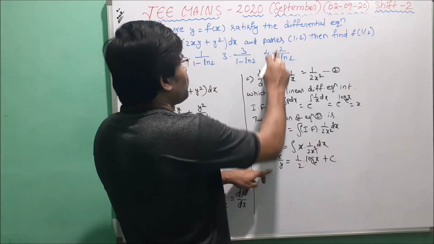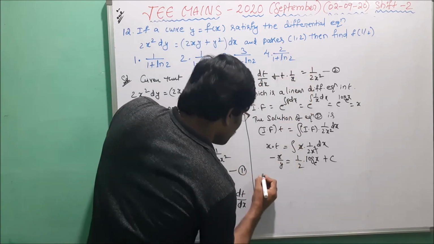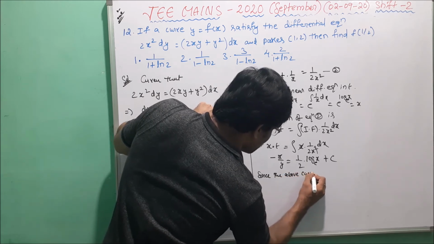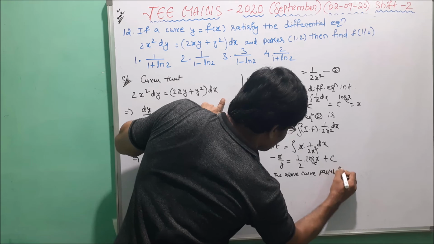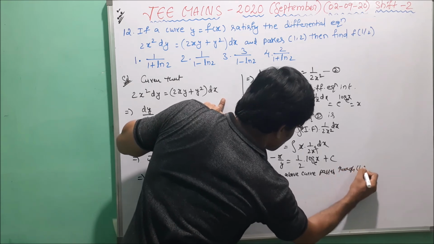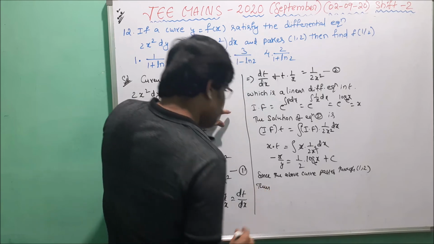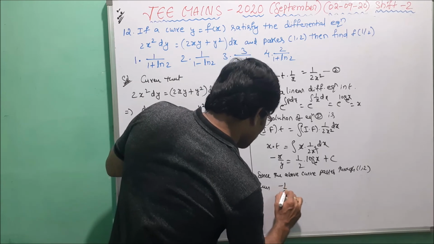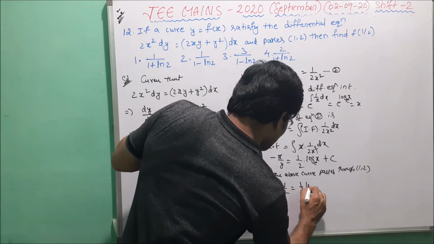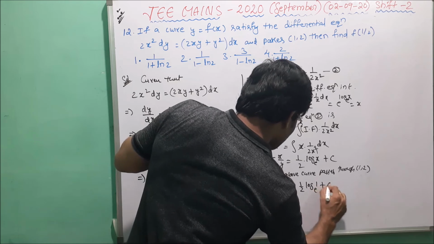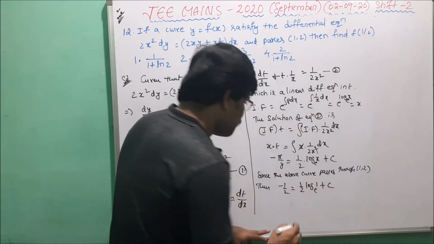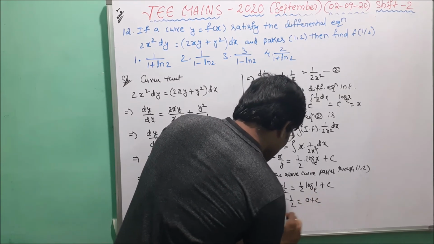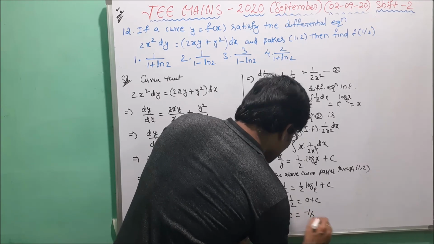This curve is already passing through one point, that is (1, 2). Since the above curve passes through (1, 2), we substitute x equal to 1 and y equal to 2 in the above curve. In this we write minus 1/2 equals 1/2 log 1 plus c. Here log 1 equals 0. Therefore minus 1/2 equals 0 plus c. Therefore the value of c equals minus 1/2.